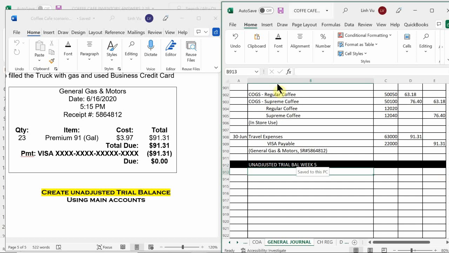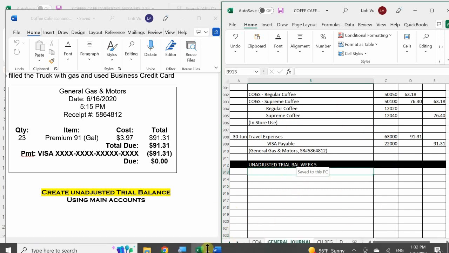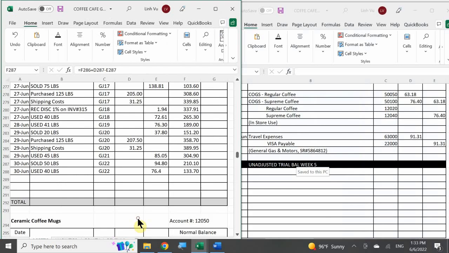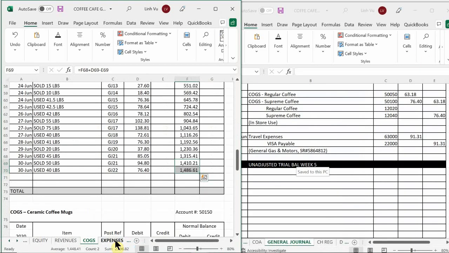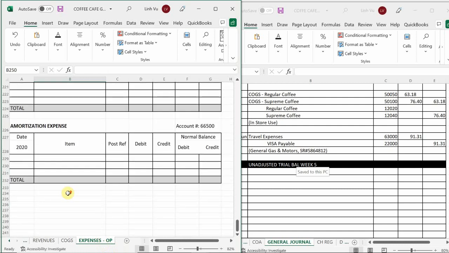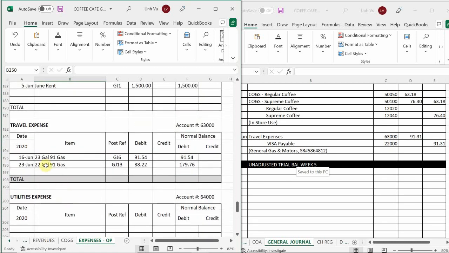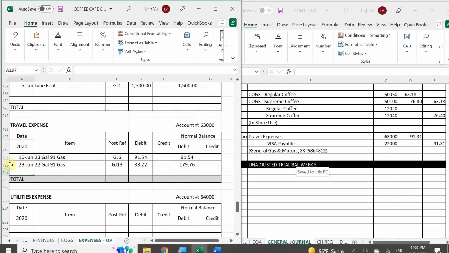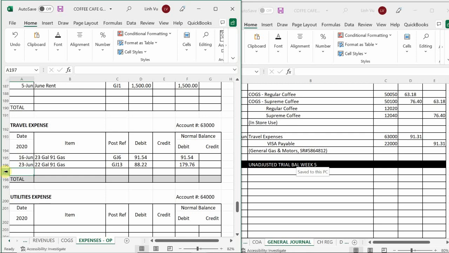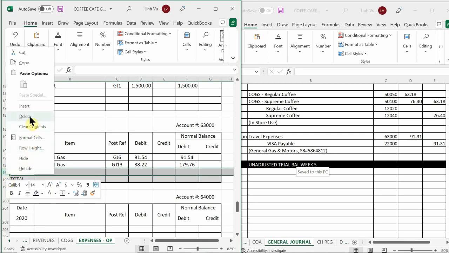So there you go. We've got to record this last thing here for the $91.31. First thing I've got to do is update my ledger accounts. In this case, I end up incurring another travel expense. So under operating, here we are, travel expenses. I need to insert another row here to make some more space.